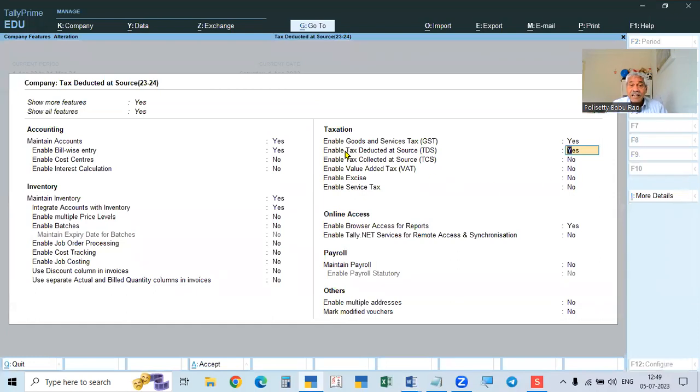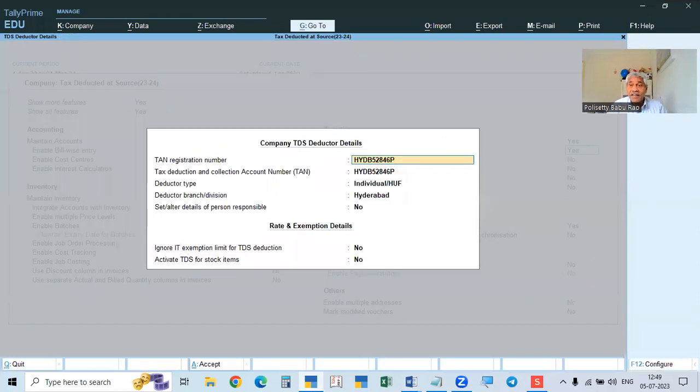The next one is to enable TDS, tax deducted at source. For collecting the GST and paying it to the government, we have to register under the GST Act and we get the GST registration number. Similarly, for deducting the money and making the payment for TDS, we have to register with the government. We have to get a number called TAN, tax deduction and collection account number. It is required, so those details are to be given. It is similar to the PAN card.